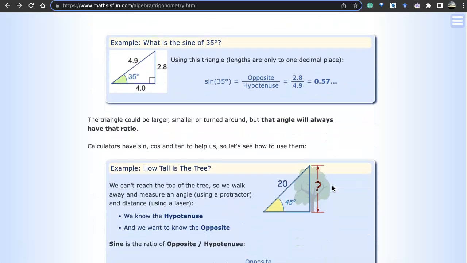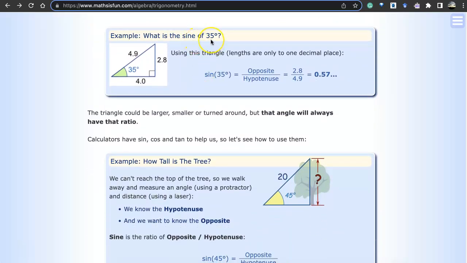So let's see what that means. What is, for instance, the sine of 35 degrees? And we're going to use this particular right triangle, and lengths are only given to 1 decimal place. So sine of 35 degrees, if we want to determine that for this triangle, we would first grab the opposite side length. Because remember, sine of theta is opposite over hypotenuse. So that opposite length is 2.8. Next, we would grab the length for the hypotenuse, which is 4.9.